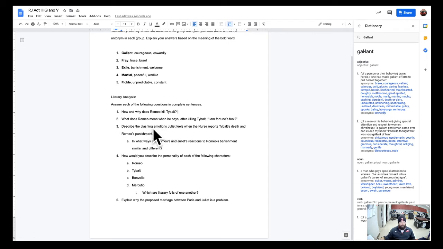Clashing emotions. Clashing emotions mean different, and it says describe. So we're using adjectives, adverbs, that kind of stuff, right? So for this one, don't just say because she's sad. Okay, she's sad. No. For one, that's not clashing emotions, and then for another, we didn't really describe that she's sad.